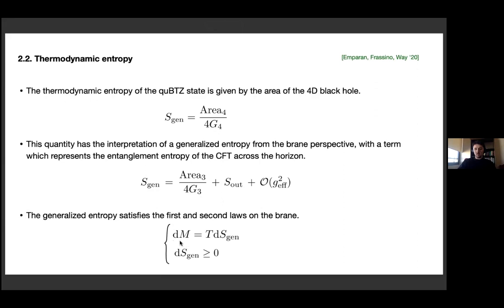So when you change the mass of the solution, the change in mass is associated to the temperature of the black hole times the change in the generalized entropy, and this was in fact proven to all orders in the effective coupling on the brane. And the second law on this quantity basically follows from the second law of the area term in the 4D bulk.